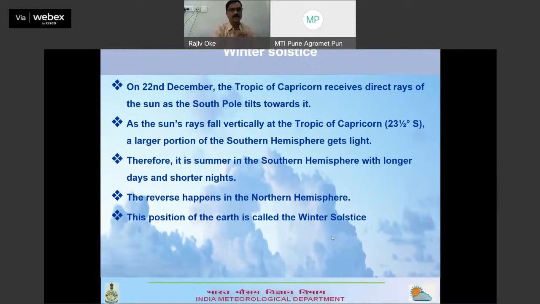So, winter solstice on 22nd December: the Tropic of Capricorn in the southern hemisphere receives direct heat, as the south pole tilts toward the sun. Since the axis is tilted towards the sun, the Tropic of Capricorn receives much more sunlight. As the sun rays fall vertically on the Tropic of Capricorn, a larger portion of the southern hemisphere gets lighted. Therefore, it is summer in the southern hemisphere, whereas winter in the northern hemisphere at that time. Just the reverse, vice versa. This position of the Earth is called the winter solstice.